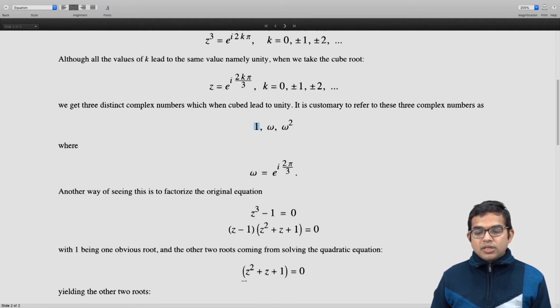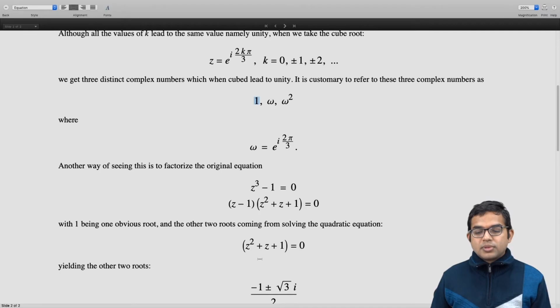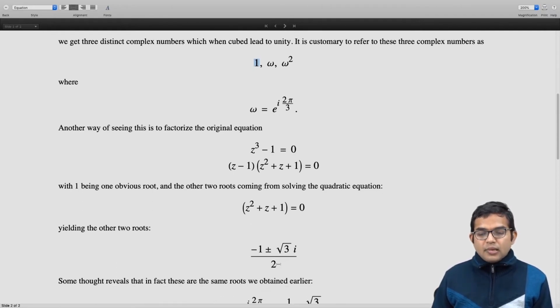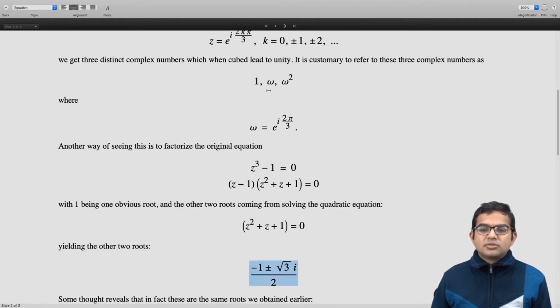Its roots are given by -1 plus or minus the square root of b squared minus 4ac, which in this case is 1 minus 4, which is actually the square root of 3 times i. So you have -1 plus or minus square root 3 times i, the whole thing divided by 2, right? Some thought reveals that these are indeed the same as these omegas, this omega and omega squared.